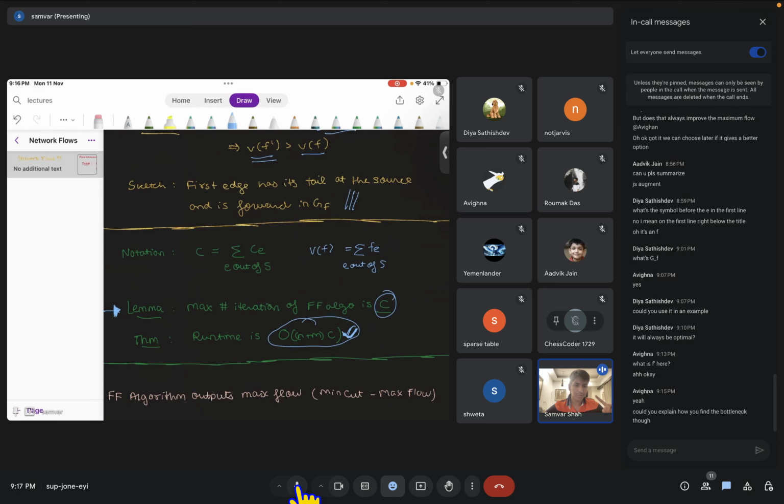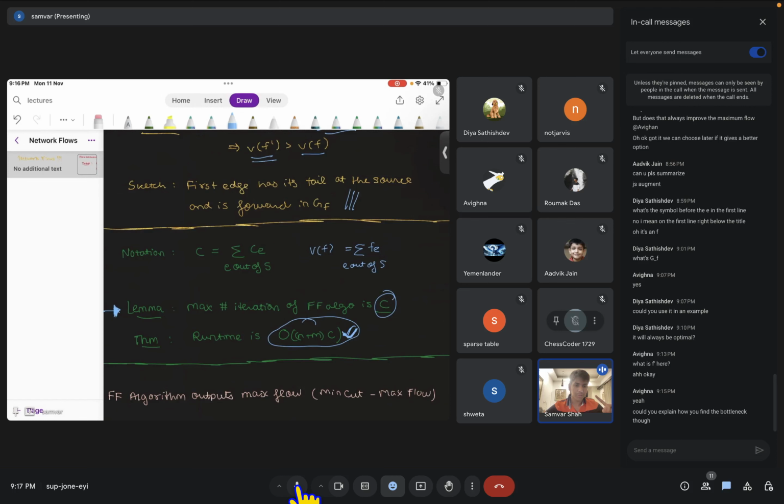So this is called the min cut max flow theorem. Does everyone here know what a cut is? A cut is basically a partition. Any cut partitions the set of vertices into two sets. And what the cut does here is that S, the source, is in one partition, and the sink is in another partition or set.